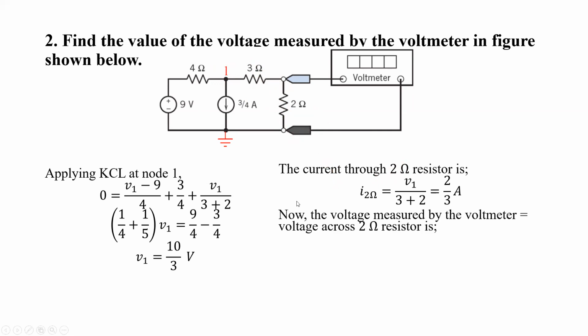Now the voltage measured by the voltmeter, which is equal to the voltage across the 2 ohm resistor, will be V equals I into R. I is 2 by 3, and resistance R is 2. So we have obtained V equals 4 by 3.